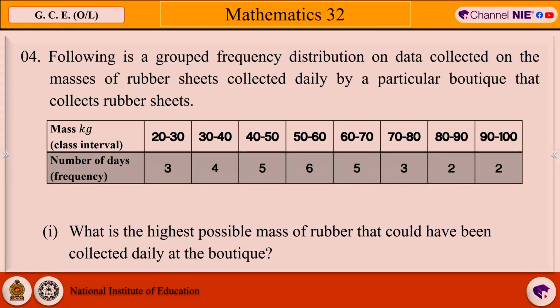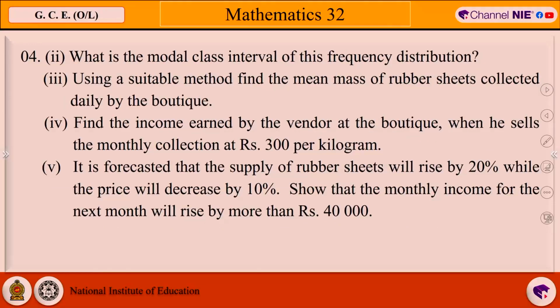According to that, what is the highest possible mass of rubber that could have been collected daily at the boutique? Okay. Then the second question, what is the model class interval of this frequency distribution? And next, using a suitable method, find the mean mass of rubber sheets collected daily by the boutique. In the fourth one, find the income earned by the vendor at the boutique when he sells the monthly collection at 300 rupees per kilogram.